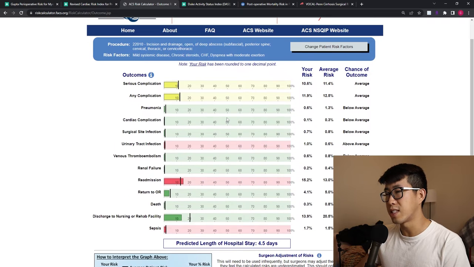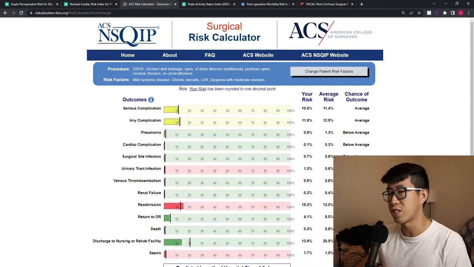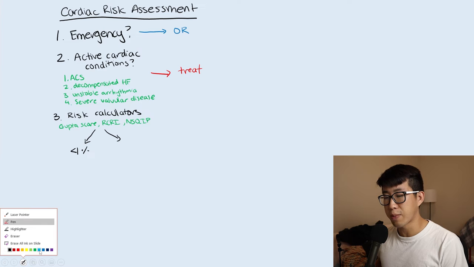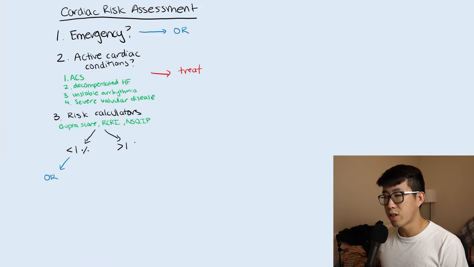Because this one, instead of just giving you the cardiac risk score, will give you specific percentages for how likely is it that they're going to discharge to a SNF, or how likely is it that they're going to get pneumonia. So this can be useful when you're having a very difficult decision on whether a patient should go to surgery or not. So what we are looking for is a score of less than 1% risk of a major adverse cardiac event. So if that is less than 1%, then the patient is low cardiac risk and they can proceed to the OR.